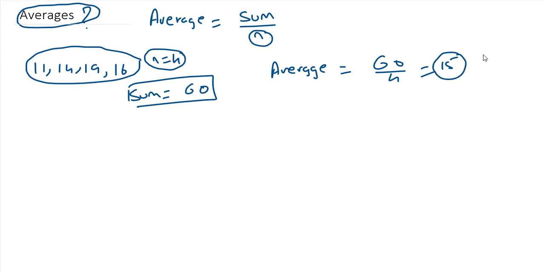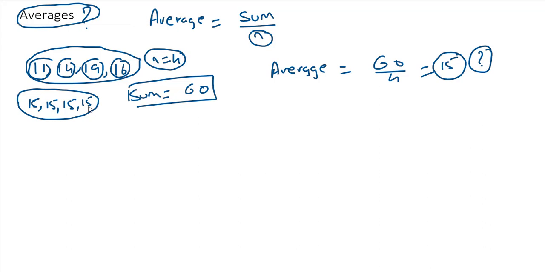Now what is the significance of this average? Average, as I said, represents the central tendency of the given set. That means each of these individual values can be replaced by a common number, which is the average of the set. So this set we can write as 15, 15, 15 and 15.